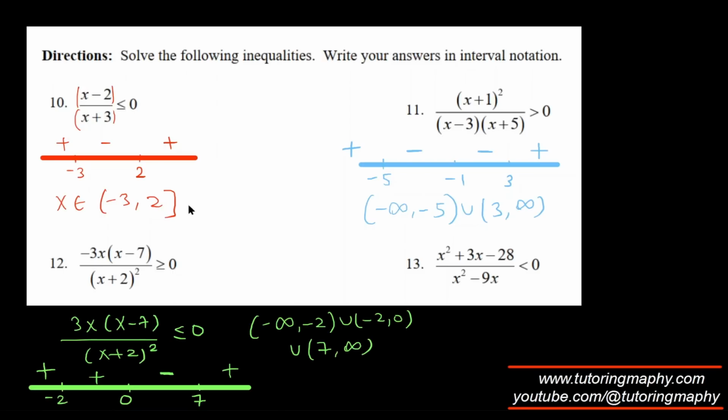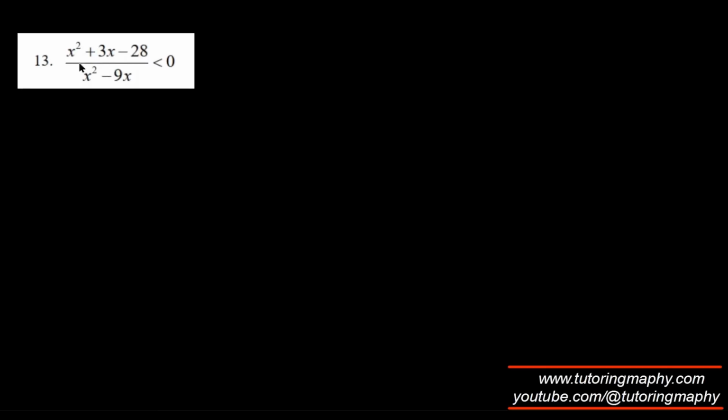Right, let's do question 13 on the next page. First, we need to factorize this. So I think the numerator is easy to factorize. It's just x plus 7 and x minus 4, since 7 fours are 28, sorry, x plus 7, x minus 4. And this is x taken out. I'm left with x minus 9 is less than 0.